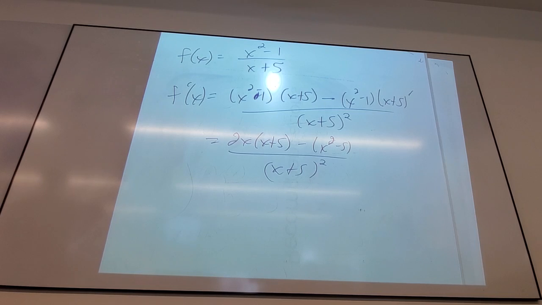How come that says x squared minus 5? I don't know, because I'm having a day.